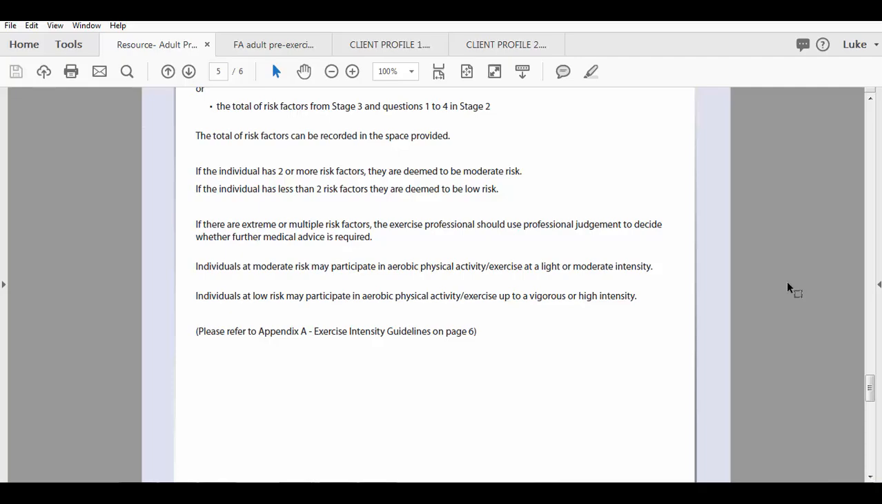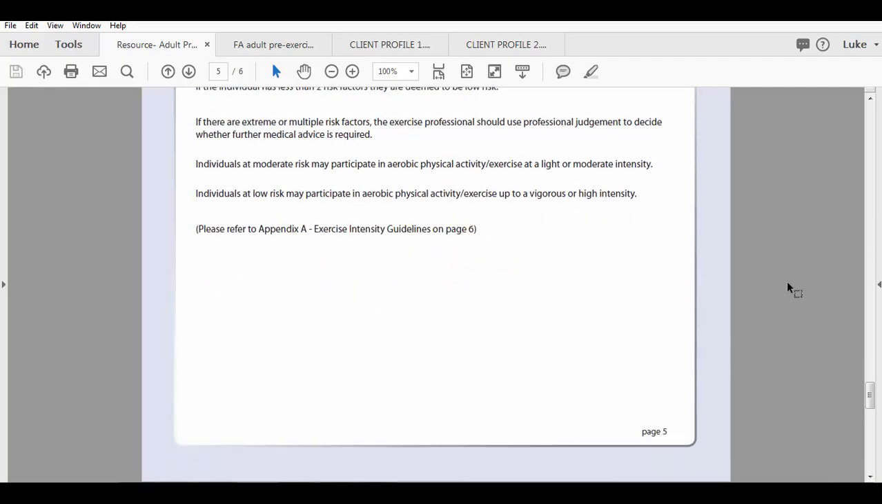Individuals at moderate risk, remember this is someone who has 2 or more risk factors on stage 2, may participate in aerobic physical activity exercise at a light to moderate intensity. Individuals at a low risk, less than 2 risk factors from stage 2, may participate in aerobic physical activity up to vigorous or high intensity. So what do those intensities mean?